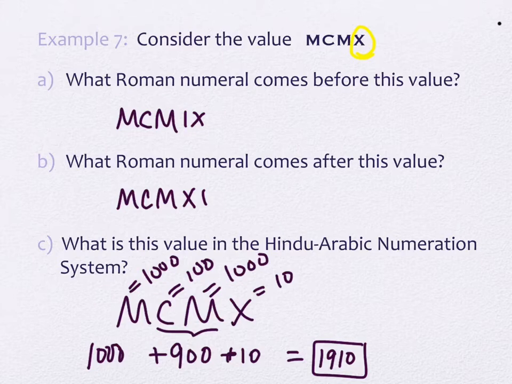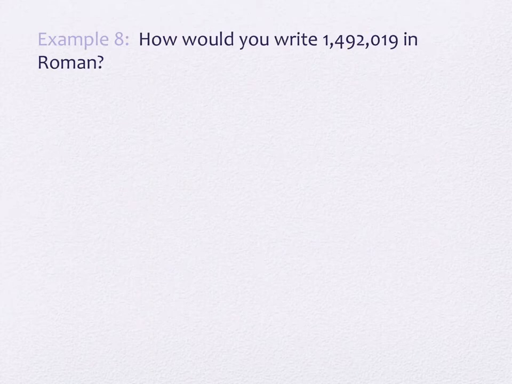All right, and we're going to go the other direction. We have our number, 1,492,019. Now, we know from what I've already said before that we're going to break it apart here, and we're going to deal with the value that's before the thousands comma, basically, separate from the one that's afterwards.